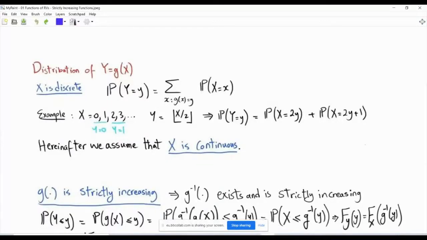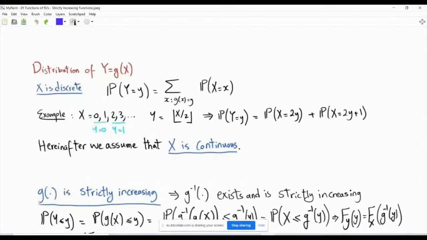Today we'll talk about functions of random variables. So we have a random variable X, and then Y is equal to g of X. In practical applications, we typically start with some random variable or a bunch of random variables, and we are interested in the distributions of functions of those random variables.